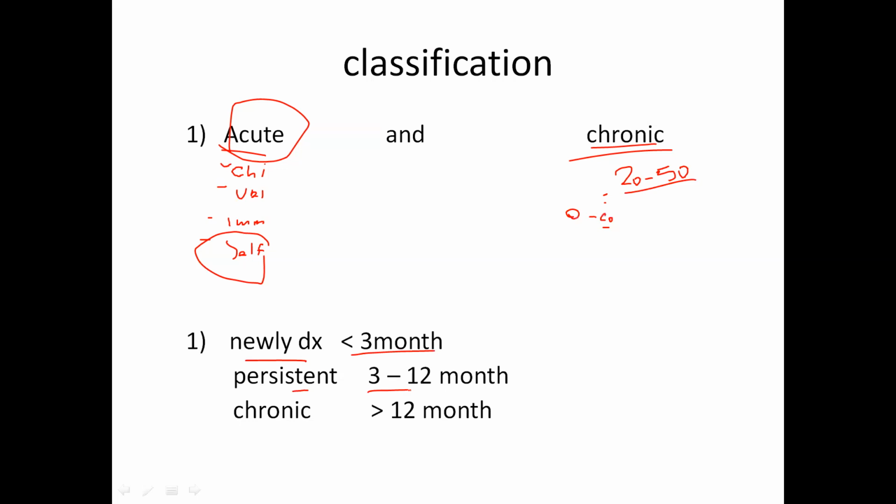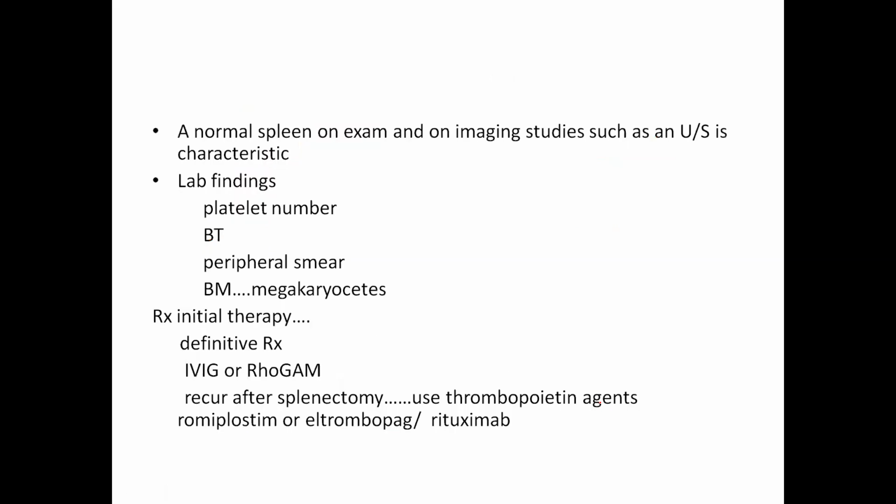The other classification is newly diagnosed, if it is less than 3 months; persistent ITP, if it is 3 up to 12 months; and we call it chronic ITP if it is greater than 12 months.